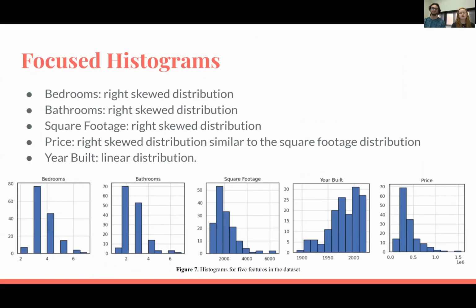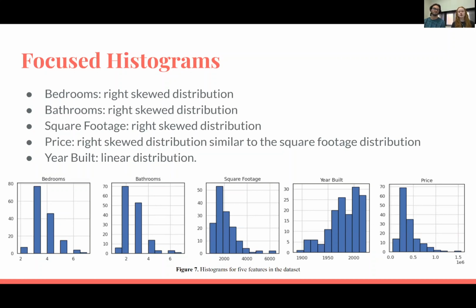And these specific five features, you can analyze their distribution. Bedrooms, bathrooms, square footage, and price all have a right skewed distribution. This makes sense when you think about it because houses that have a lower price and lower square footage are going to be more common because you can build more of them. Houses that are over $1 million or have a very high square footage are not going to be as common because they're less accessible for the general population to have.